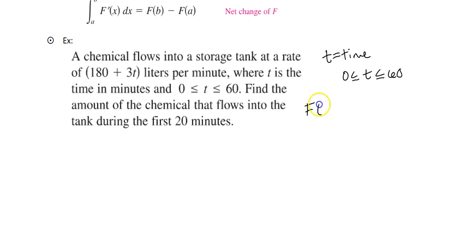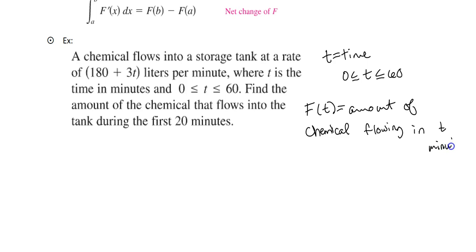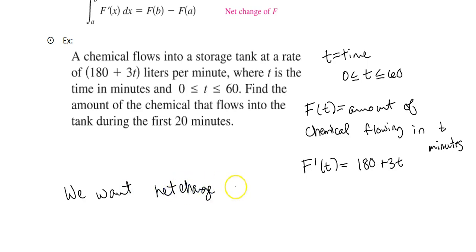Okay, so we're going to let F of t be the amount of chemical flowing in t minutes. And we're told that the rate that it's flowing in, and remember, rate is a derivative, so F prime of t is 180 plus 3t. So we want the net change. We want to know the amount that's flowed in from t equals 0 to t equals 20.